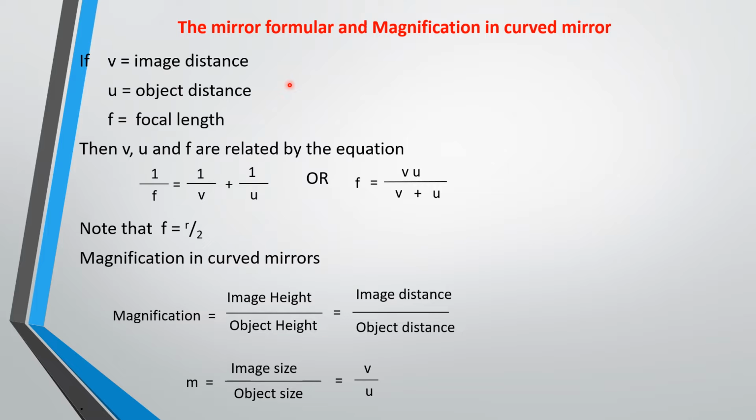So basically, this is the mirror formula. If V represents image distance and U represents object distance and F represents the focal length of the mirror, then the image distance, the object distance, and the focal length are related by this equation. This equation is the mirror formula.